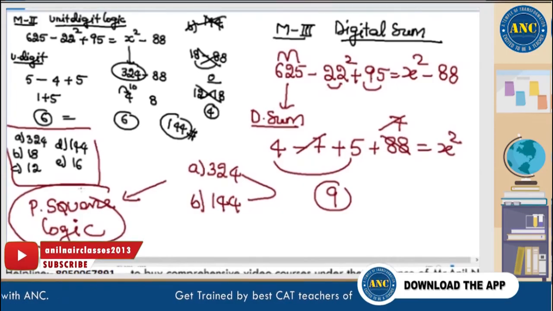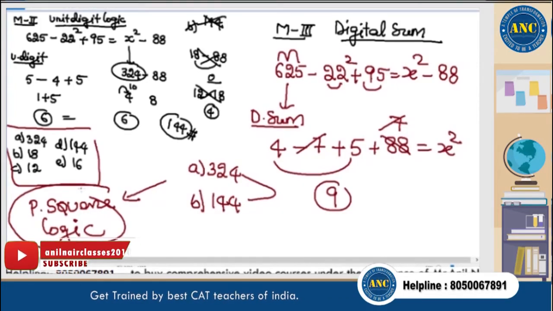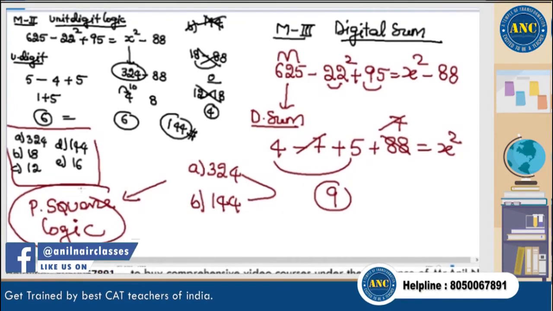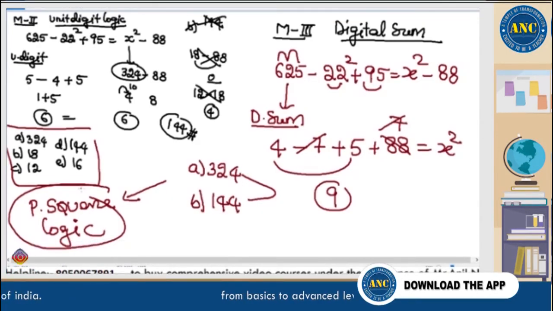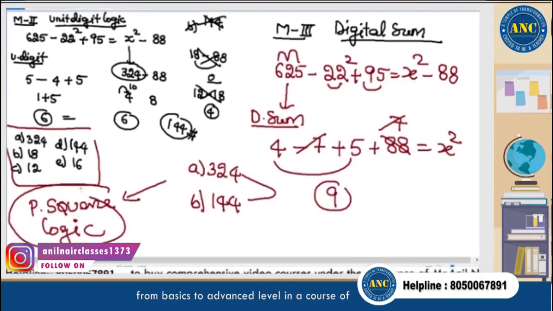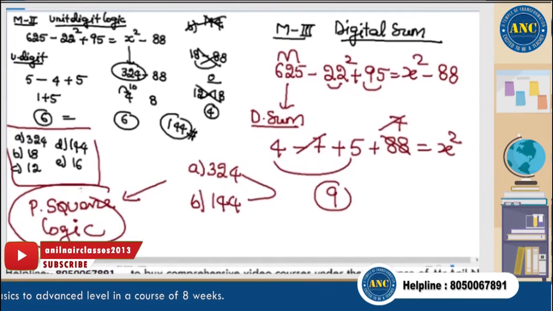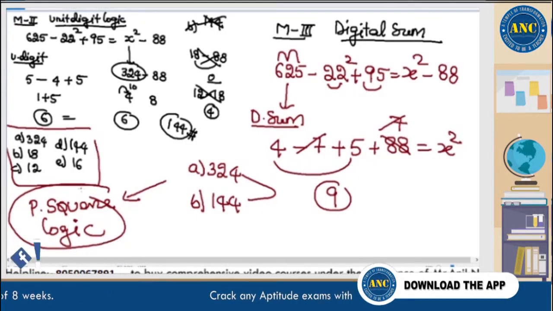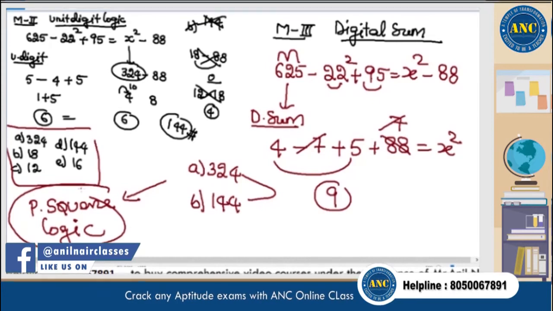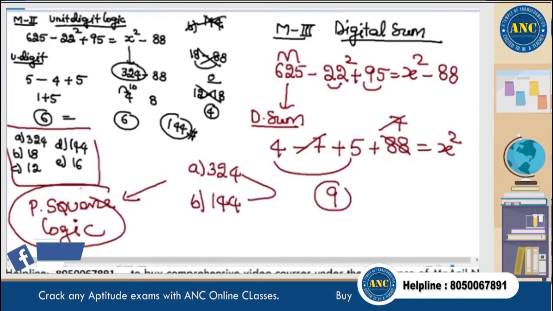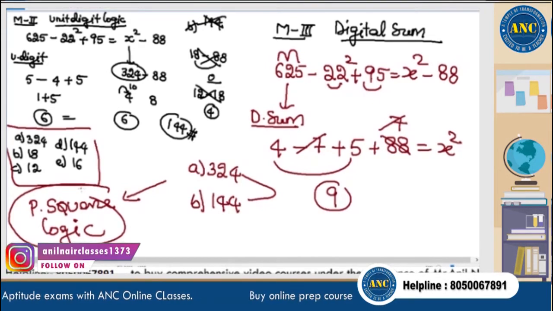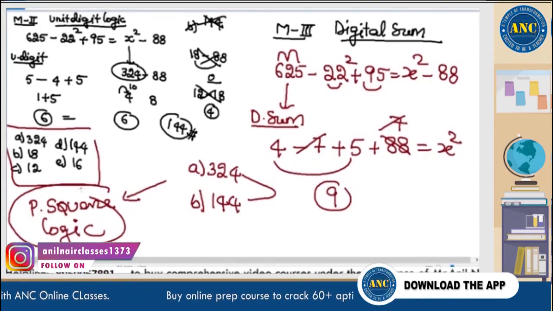That is the reason, Sharath, I said do not say digital sum so fast, it might give you more than one answer option. Now all the students will understand why I discussed three models: perfect square logic, unit digit logic, and digital sum logic. I hope it is clear, Raju. It all depends upon the question.